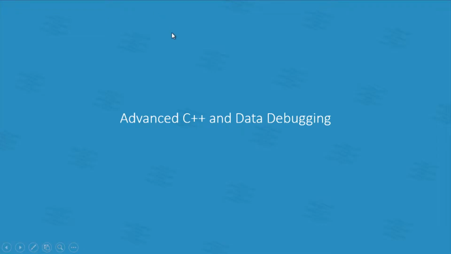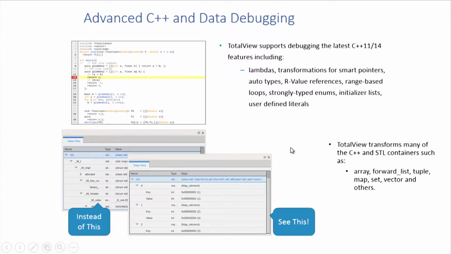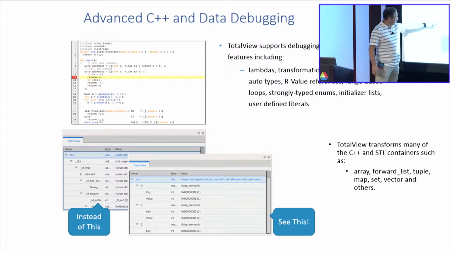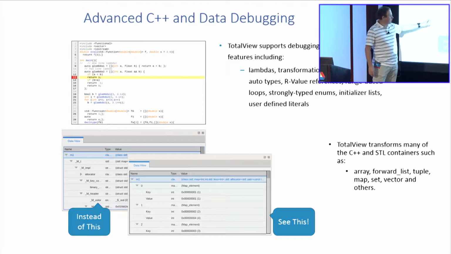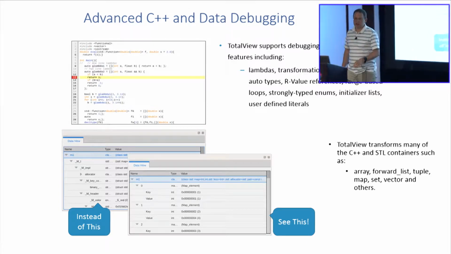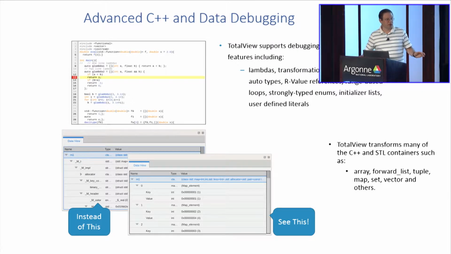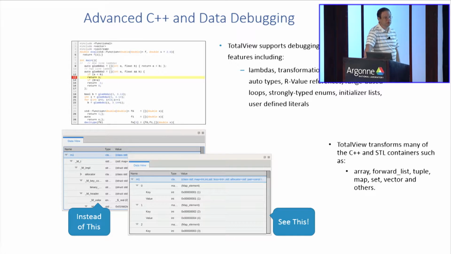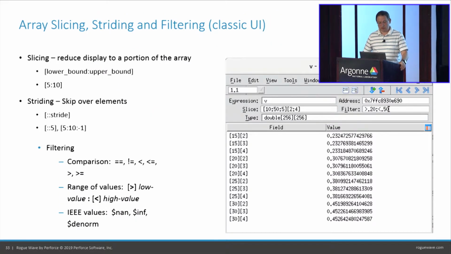So this is the basic concept, and I don't have a lot of time for C++ and data debugging, so I'll just go quickly. We support the latest C++11 and 14 features, like lambdas, and transformation for smart pointers, and we also transform many C++ STL containers, like arrays, vectors, tuples, map, set. So what does it mean? Instead of just showing the complicated STL structure, we'll transform it automatically. For example, this is an example of a map, showing value and key in a readable form. Transformations are a big part of TotalView, so we can transform data into readable form and show it to you.